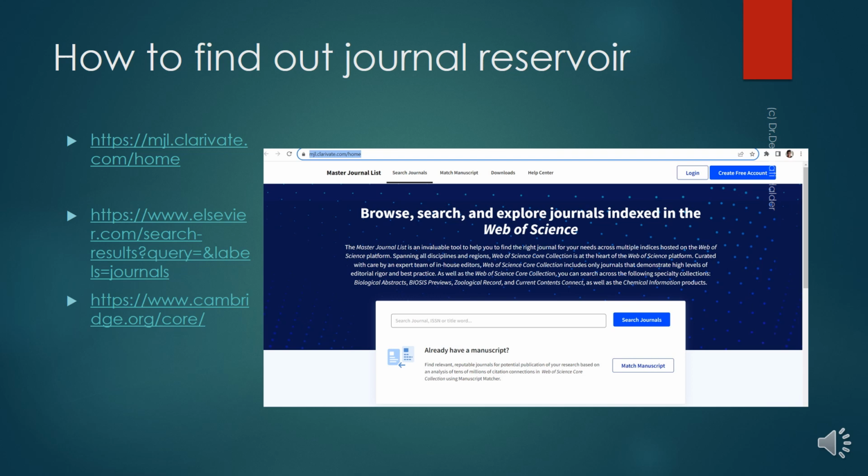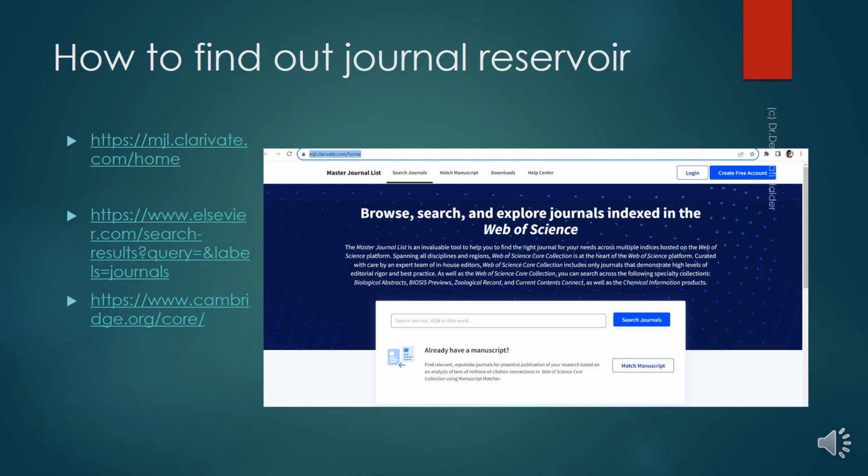Now comes a very important part of this session, that is about research publication, research methodology, etc. How to find out journal reservoirs. Many persons have asked me, show us some good journals which are free. Now here come some of the journal reservoirs which I have found out by my own research. These are definitely for my own research, but today I'm sharing them with everybody.